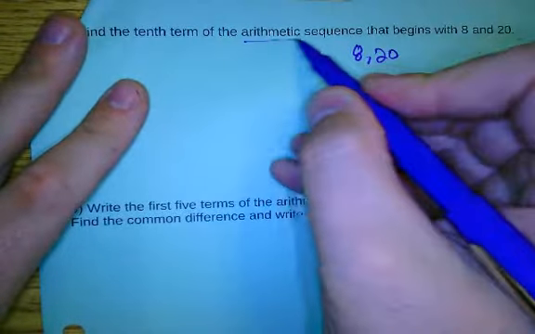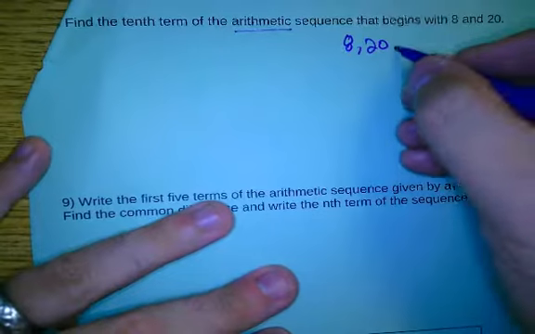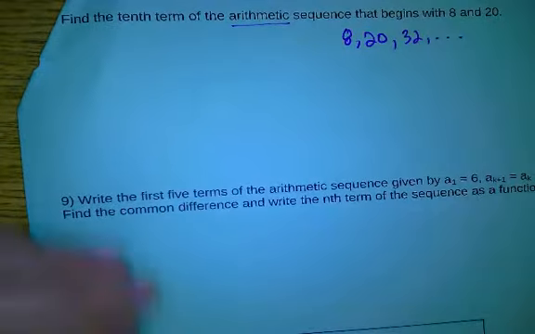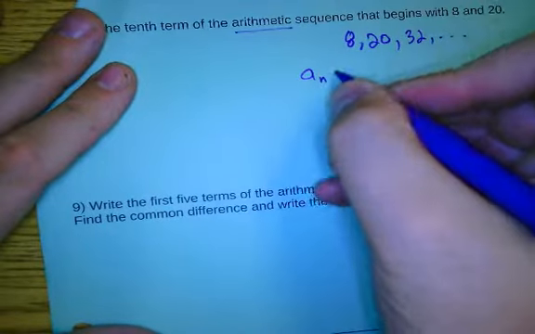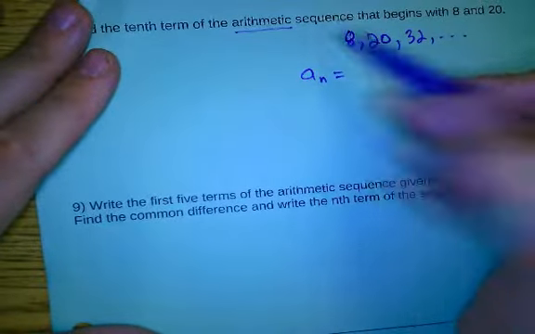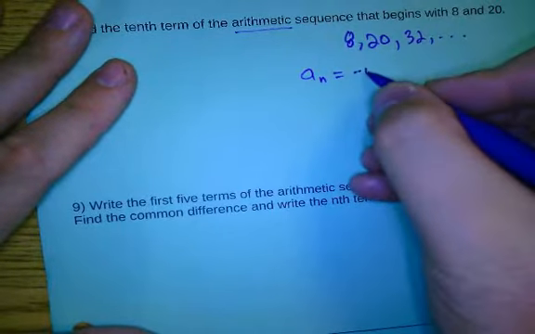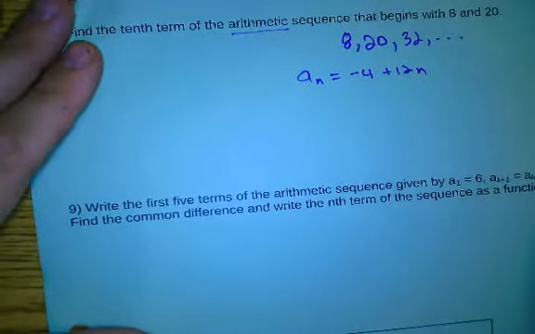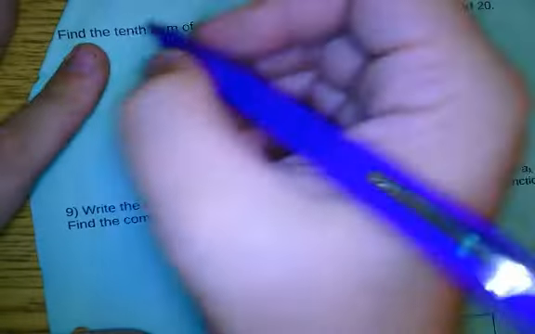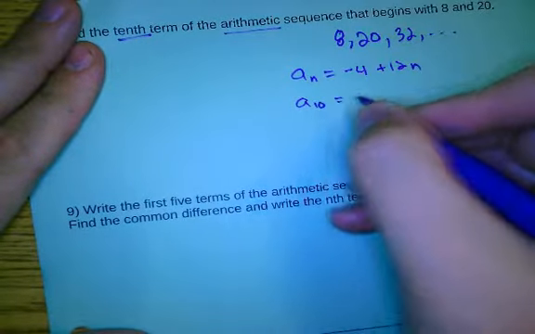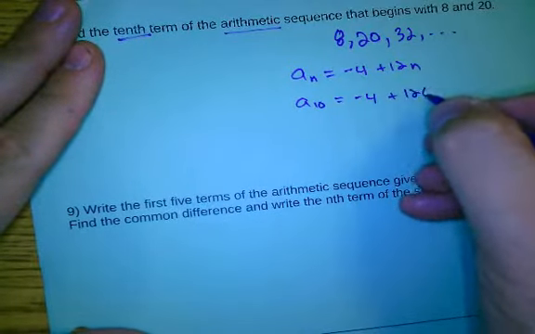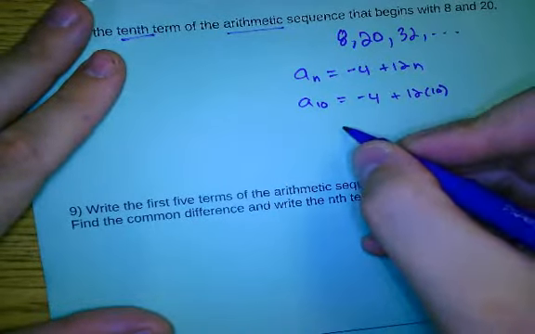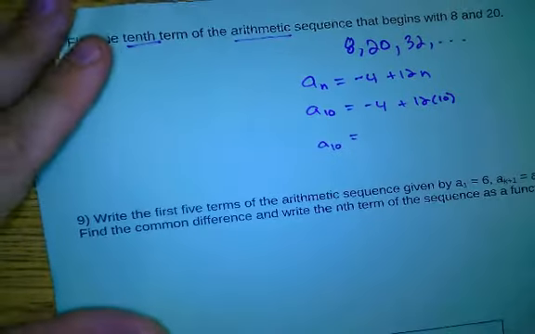And it says it's arithmetic, so that means it has to be increasing or decreasing. So it's increasing by how much? So it's like this, right? So a sub n is equal to, what would the number before 8 be? Negative 4 plus 12n. Okay, and it wants what? A sub 10. What's 12 times 10? Very good. 120 minus 4.